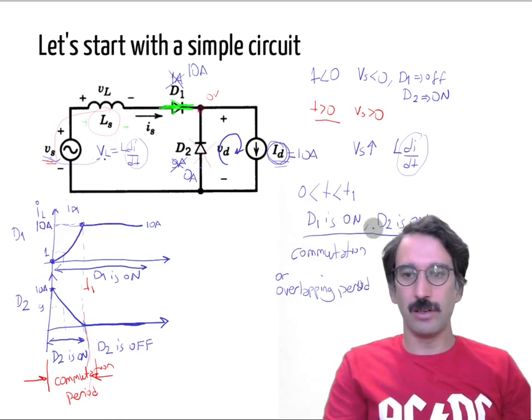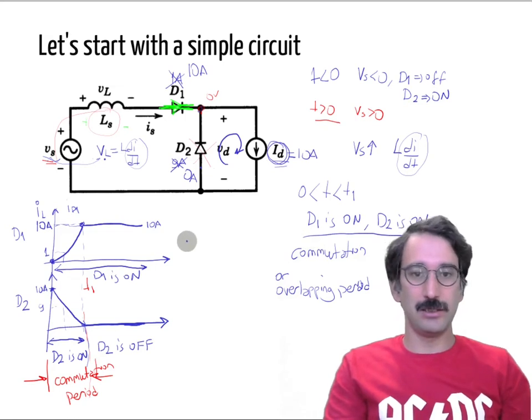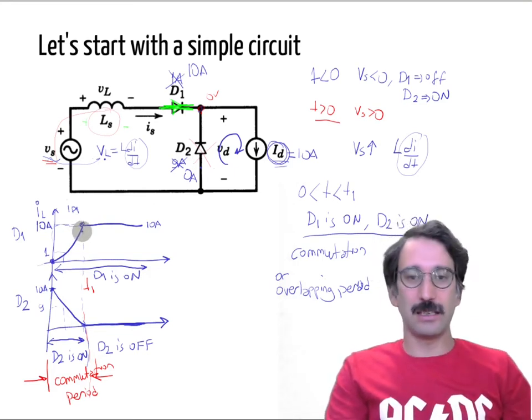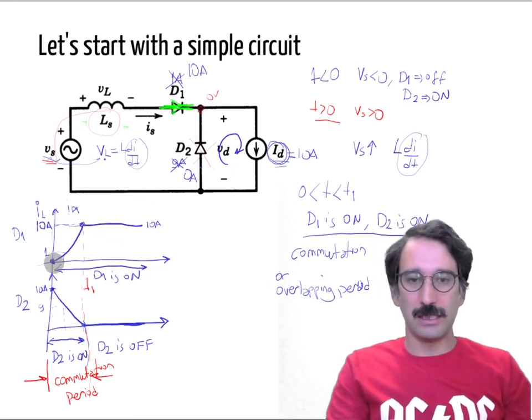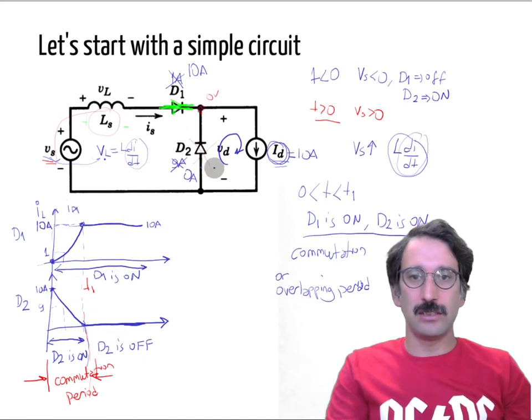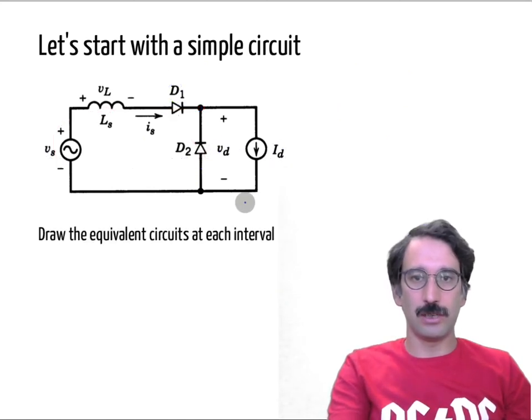So we have both D1 and D2 on, and actually the current on the grid side doesn't make a sharp rise, it just rises slowly. Again, it is in the order of milliseconds, but the L di/dt term is limited, so during that time D1 and D2 are in conduction.